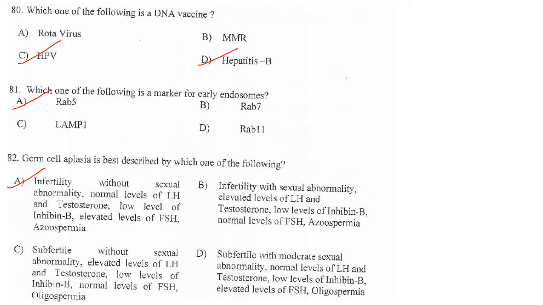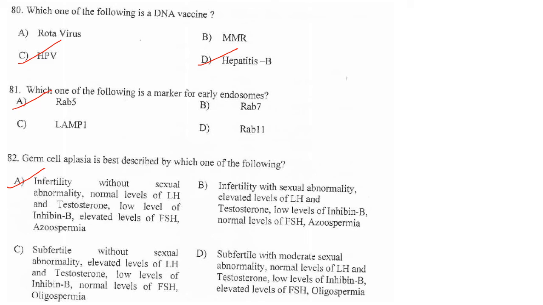Answer is option A. Then germ cell aplasia is best described by which one of the following? So answer here is option A, that is infertility without sexual abnormality, normal level of LH and testosterone, low level of inhibin B, elevated levels of FSH and azoospermia.